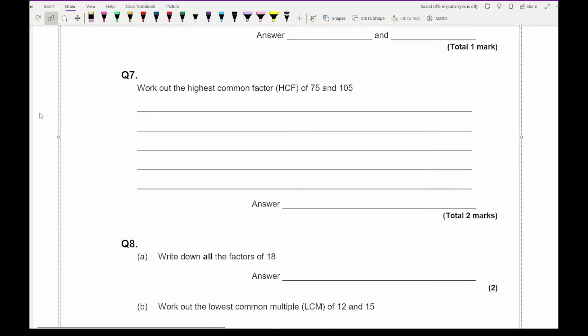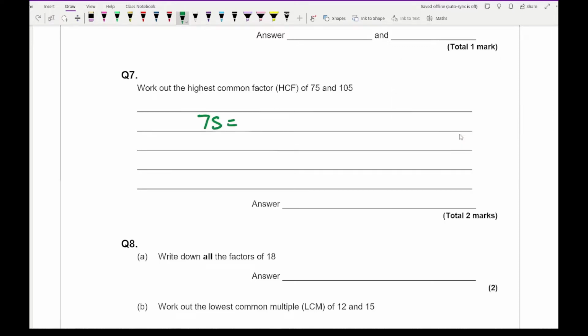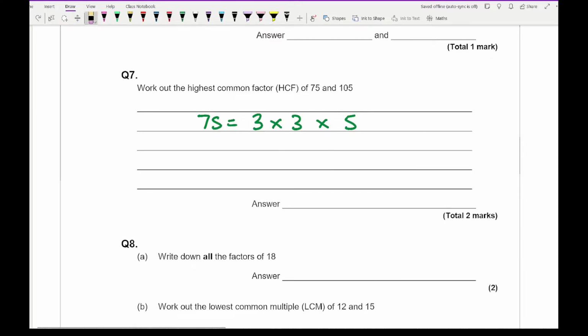Moving on to question 7, it says work out the highest common factor of 75 and 105. So again, if I get my calculator, let me show you how you can do this, which on this calculator you can do. So here, if I do 75, press equals, then what you're looking for is the fact feature on your calculator. Now, if I press shift and fact, it comes up with 3 times 5 squared. So 75 equals 3 times 5 times 5. Oh, it's actually 5 squared. So let me just get rid of that and change that. 5, of course it is.